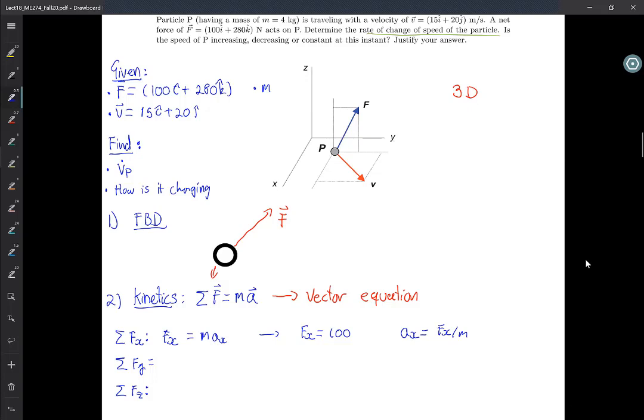What about the summation of forces in the y direction? We take a look at this vector. What can we say about the force component in the y direction? It's 0. So then the acceleration is also 0.